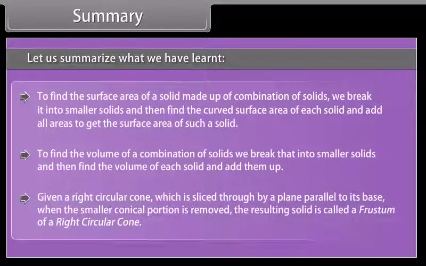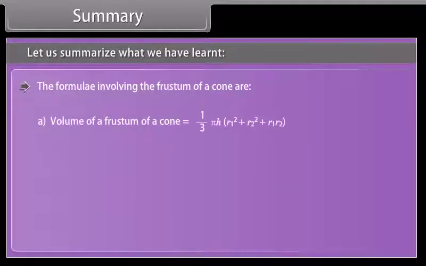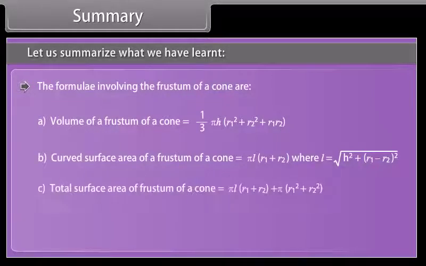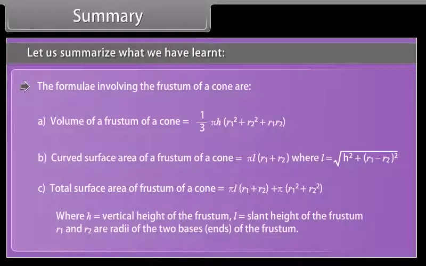Given a right circular cone, which is sliced through by a plane parallel to its base, when the smaller conical portion is removed, the resulting solid is called the frustum of a right circular cone. The formulae involving the frustum of a cone are: where h is equal to the vertical height of the frustum, L is equal to the slant height of the frustum, R1 and R2 are the radii of the two bases, the ends of the frustum.